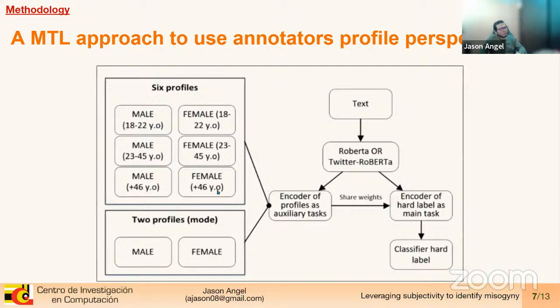But at the end, what we want is to increase the performance for the hard label, so getting the highest agreement on the task. For doing this, we share weights, so the system is learning about the perspectives of each of those, depending on the aggregation we did, and then, like I said, that tacit knowledge is transferred to the prediction on the main task.